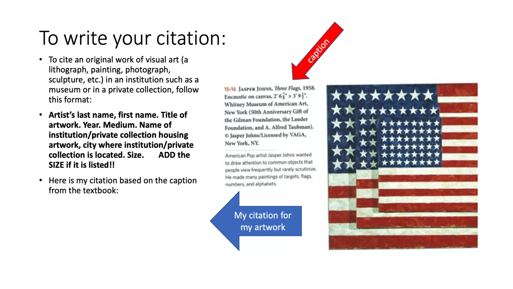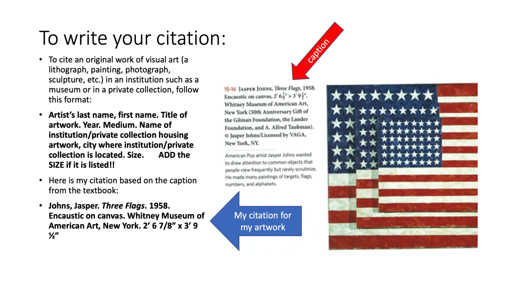So here's my citation based on the caption. All I'm doing is reading that caption from the textbook and copying the information in the right order to make my citation. So it's going to be Johns, comma, Jasper, period, Three Flags, period, 1958, period, encaustic on canvas, period, Whitney Museum of American Art, comma, New York, period, and then the size, 2 feet, 6 7/8 inches times 3 feet, 9.5 inches.